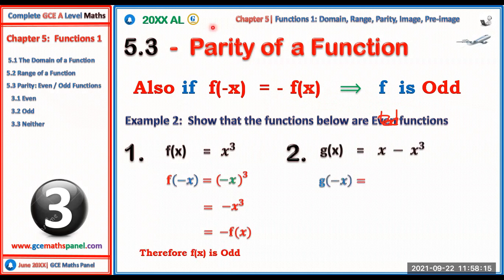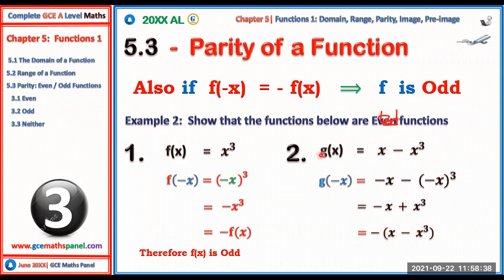So we start by looking for g of minus x, and g of minus x will be equal to minus x minus minus x cubed. And this gives us minus x plus x cubed. We can factor out the negative sign, we have minus into x minus x cubed. And what we have in brackets now is equal to g of x.